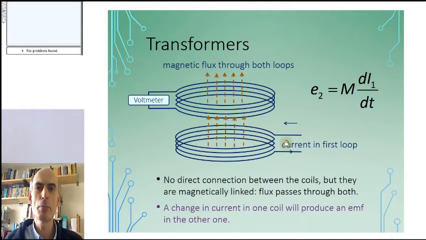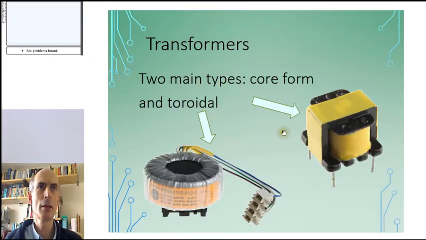Transformers come in two main types, a core form and a toroidal form. In the core form, you have a single core and you wrap two loops of wire around the same core. They're quite easy to make, quite cheap, but they have the disadvantage that the magnetic field tends to leak out from the top of the core and can cause problems with other parts of the surrounding circuitry.